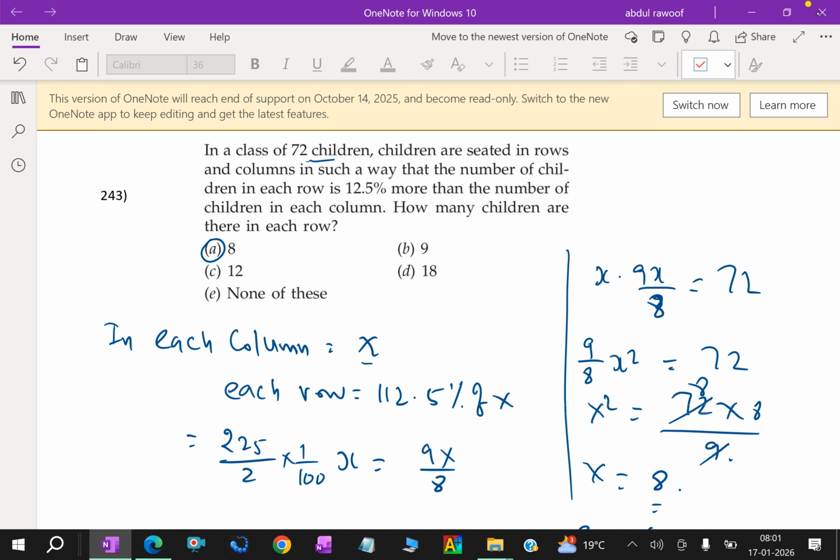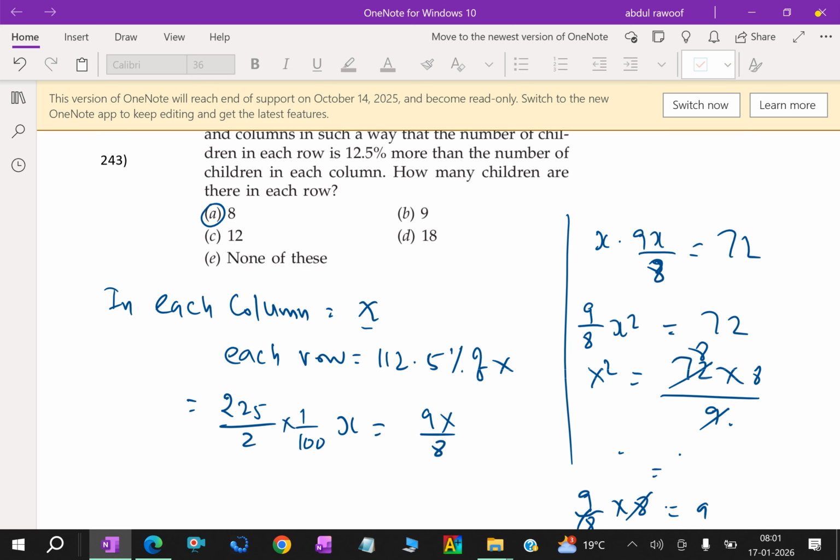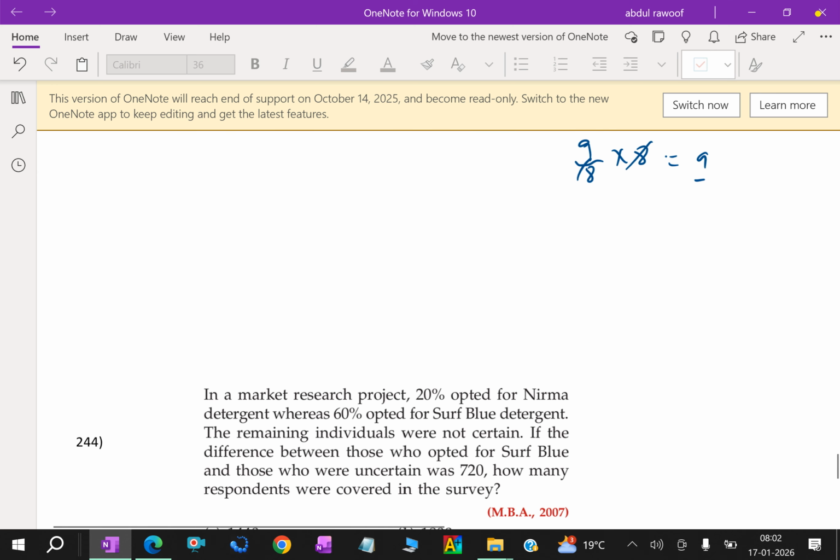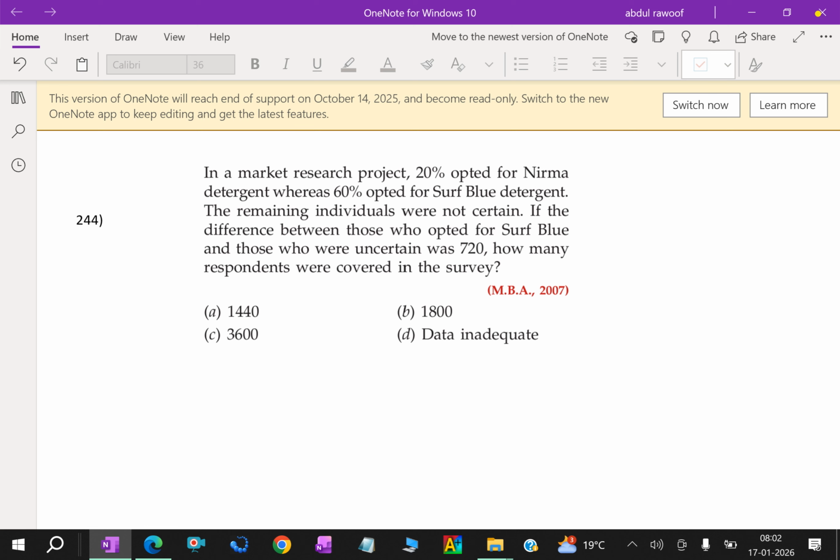Sorry, 9 students here. How? x into 9 by 8 equal to 72. x square equal to 72 into 8, it is 64. x equal to 8. So option A. Next question.